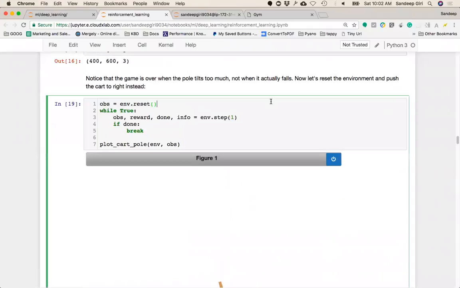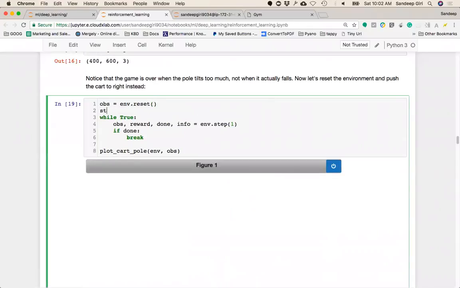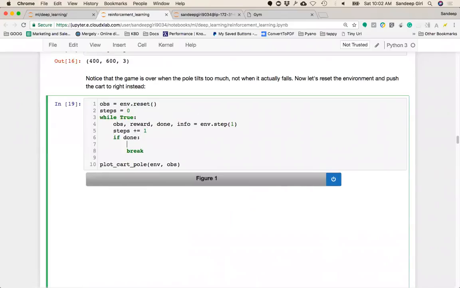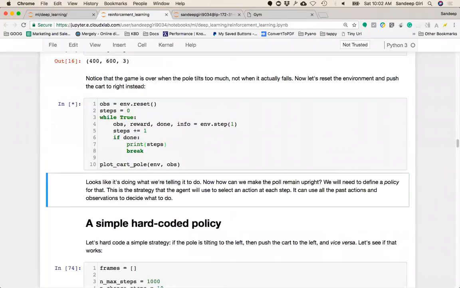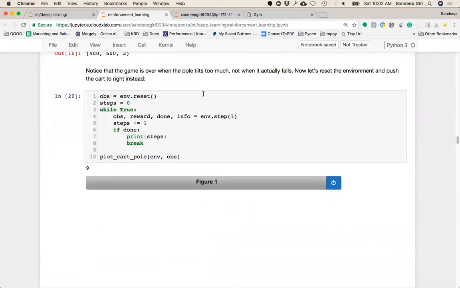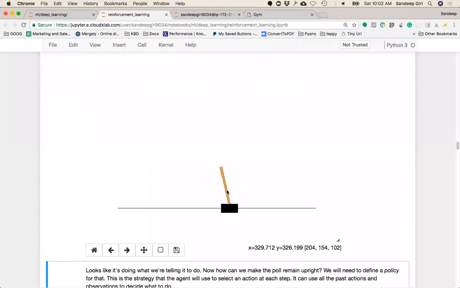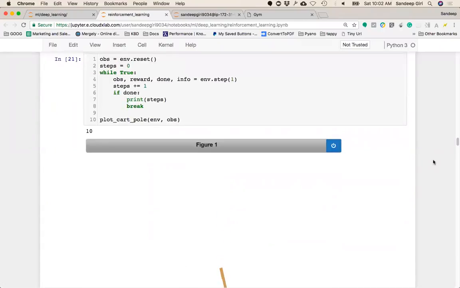Now let's see if we can count how many steps we moved. Let's say steps equals 0, and at every step we increase the total number of steps, and once we are done, print the steps. That's what we wanted to print. So we took a total of 9 steps. This time we took around 10 steps.